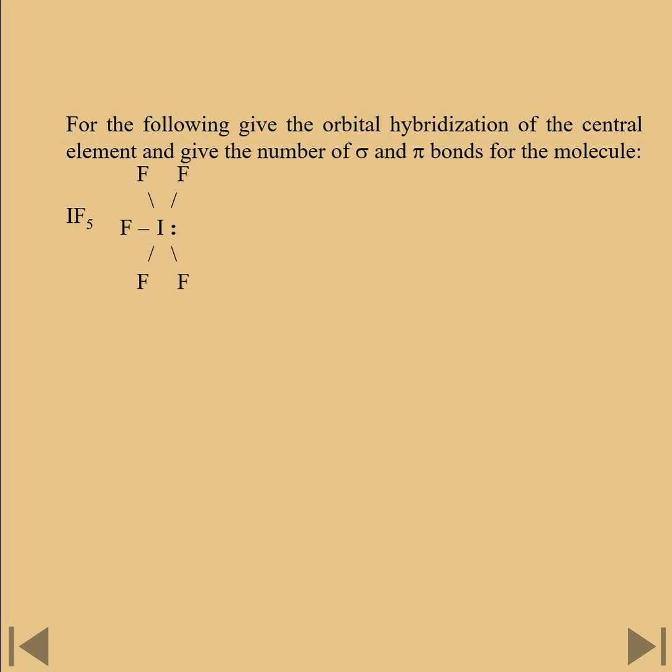sp3d. How many sigmas? 5. Oh, I think I counted wrong. Not 5 regions, 6 regions. So s, p, p, p, d, d for sp3d2.